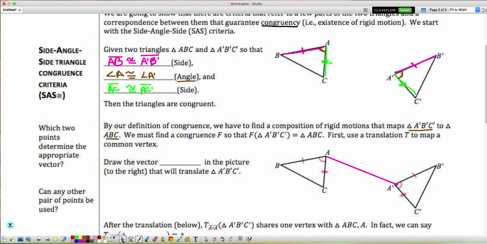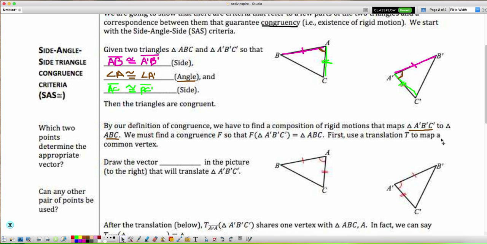We must find a congruence F. Sorry, let me delete this. You don't have that on your paper. So we must find a congruence F so that the transformation, whatever I do, to A prime, B prime, C prime actually results in ABC.